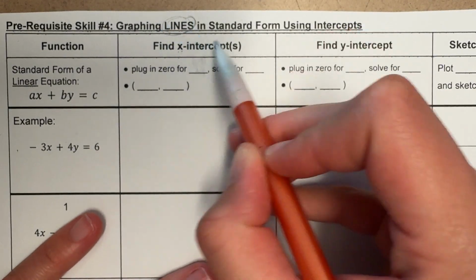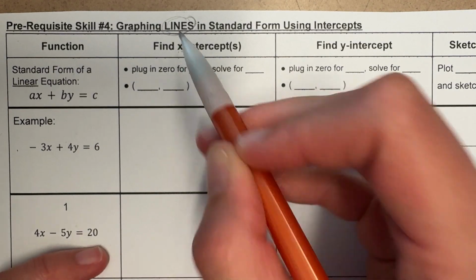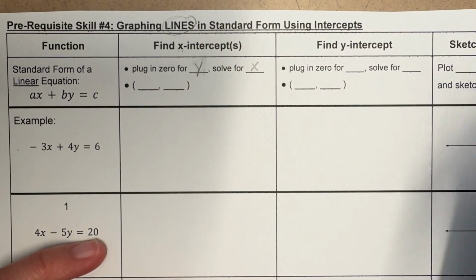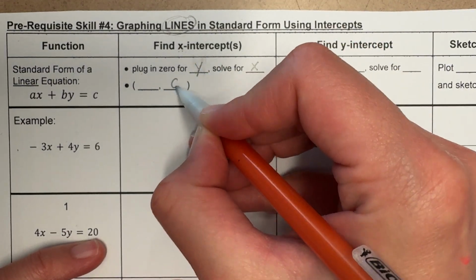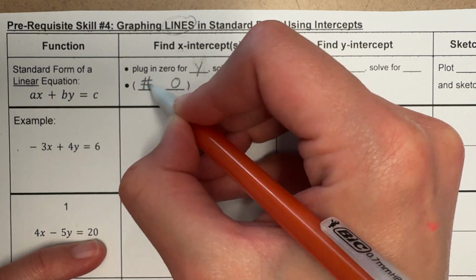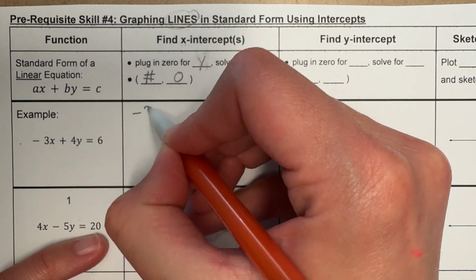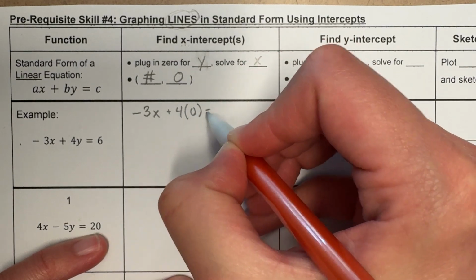If I want to graph a line in standard form using intercepts, here's what I do. First, I find the x-intercept. How? I plug in 0 for y, and I solve for x. This is always going to result in me having a point where the y value is 0 and the x value is whatever number I end up with. Okay, so for example, if this is my equation, I'm going to take my equation and instead of y, I'm going to plug in 0.